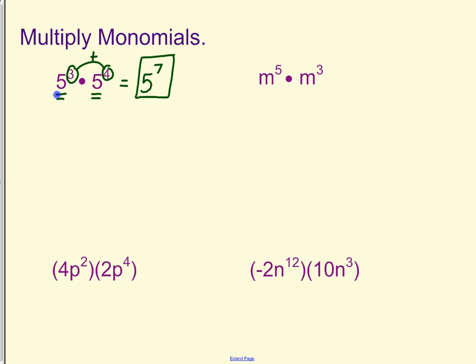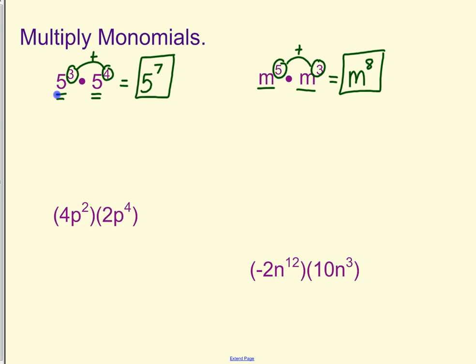So moving on to the next one, m to the 5th times m cubed. So we notice, hey, look, we're multiplying the same base. So you're going to keep the same base of m. And then you're going to do something with your exponents. You have a 5 and a 3, and we're going to go ahead and add those together. 5 plus 3 is 8. So our answer is m to the 8th power.